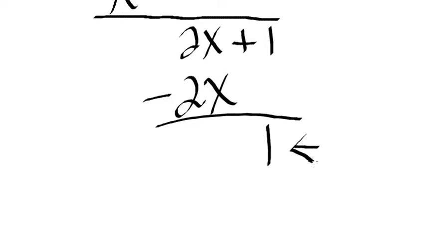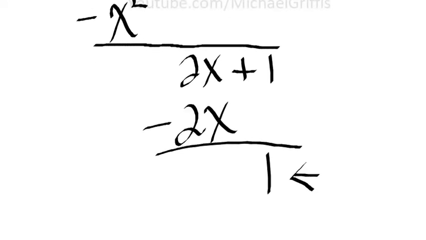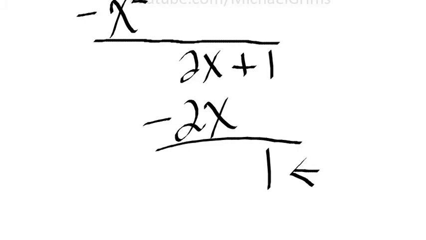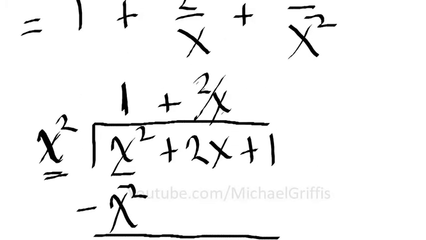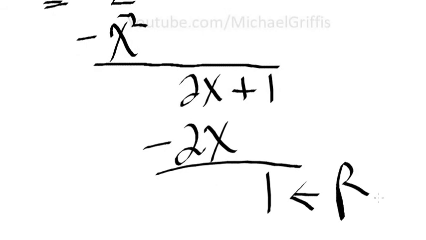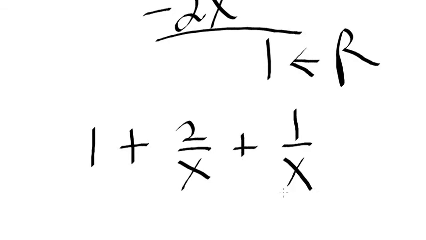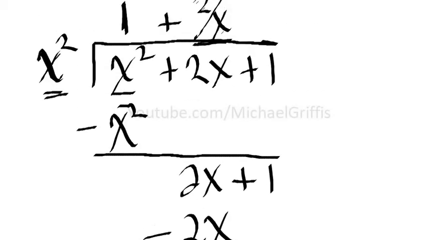So this is our remainder. Okay, that's called the remainder there. Actually, you know what? I should have put the 1 here, and the 2x here. Anyway. Okay, so let's take a look at this. We'll just label it as R there. I'm going to write the remainder plus 2 over x plus 1 over x squared.